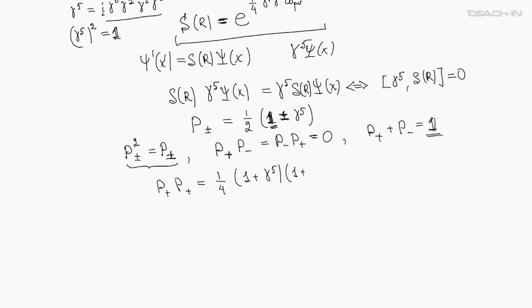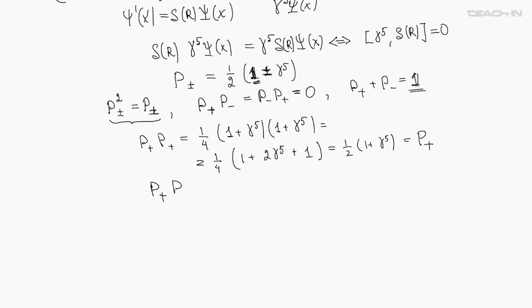And then you open up, so you get 1/4, 1 plus twice gamma 5, plus gamma 5 squared, but gamma 5 squared is 1. By 1, I mean identity matrix here. So you get 2 out, and then you get 1/2, 1 plus gamma 5, so P plus back, you see? That's the one thing. And if you take P plus P minus, you get 1/4, 1 plus gamma 5, 1 minus gamma 5. And then this is 1/4, 1 minus gamma 5 squared, but gamma 5 squared is 1, and so you get 0. So projectors are orthogonal.